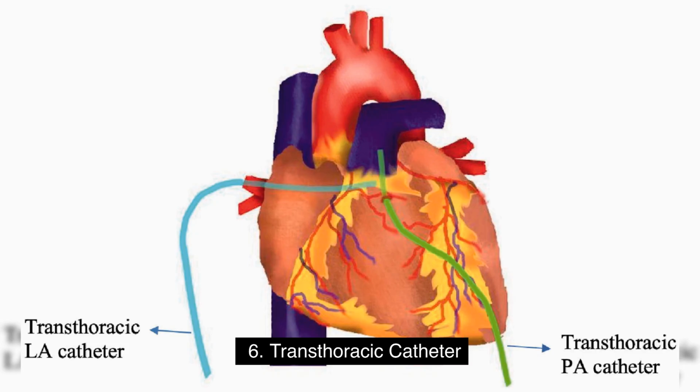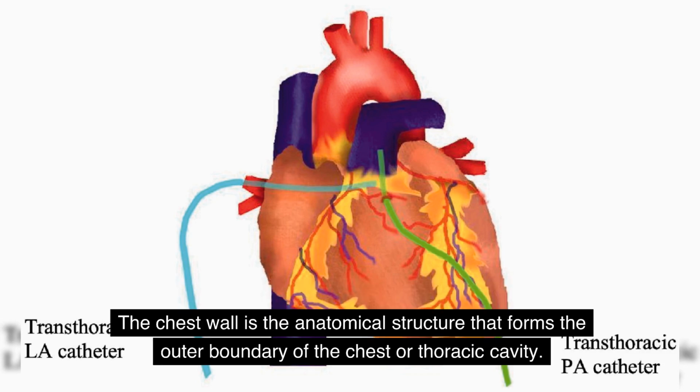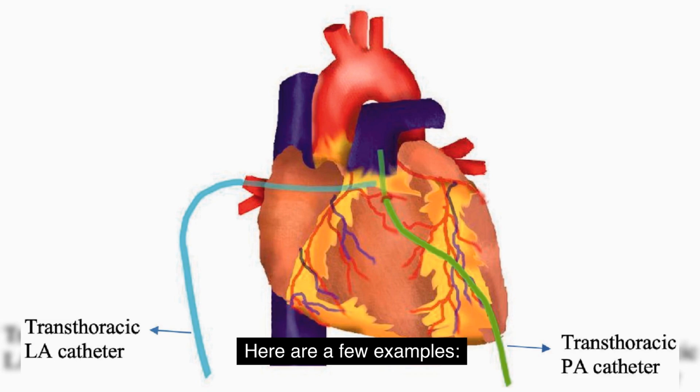6. Transthoracic catheter. Transthoracic is a medical term that refers to an approach or procedure that involves passing through or across the chest wall. The chest wall is the anatomical structure that forms the outer boundary of the chest or thoracic cavity. Several medical procedures and imaging techniques use the transthoracic approach for various diagnostic or therapeutic purposes. Here are a few examples.